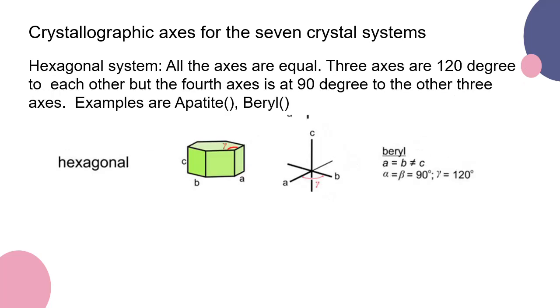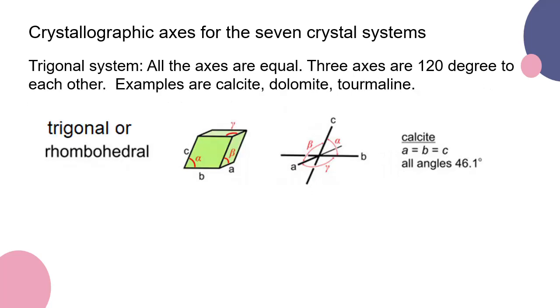Hexagonal system: all the axes are equal. 3 axes are 120 degrees to each other but the 4th axis is at 90 degrees to the other 3 axes. Examples are apatite, beryl. Trigonal system: all the axes are equal. 3 axes are 120 degrees to each other. Examples are calcite, dolomite, tourmaline.